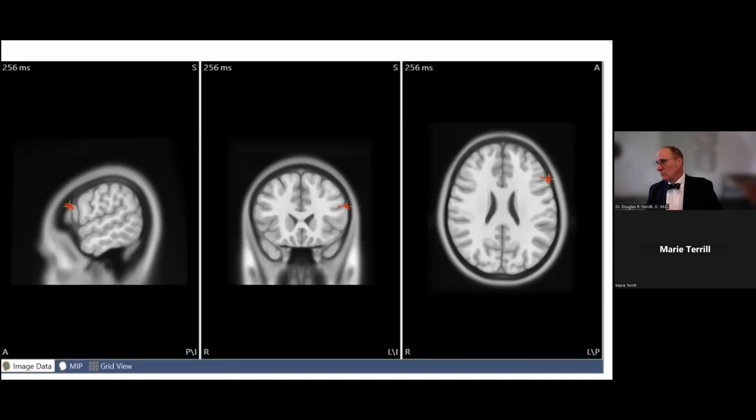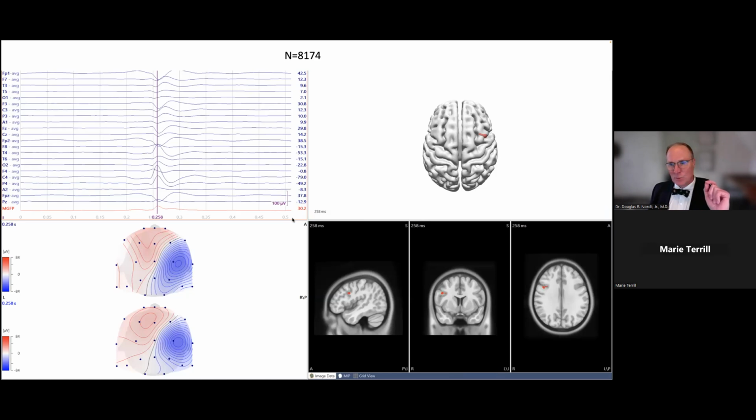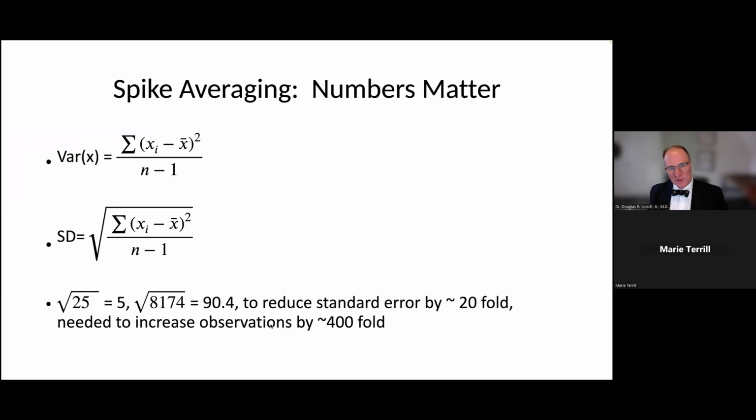If you went even more, and this is just a blow up just to show you how tight the ellipsoid is, if you use 8,174 spikes, now granted, I told you they're Rolandic spikes, so they're stereotyped. But look at this. You can't even make out the ellipsoid in this particular example. And here's the actual recording, and here's the model that is going to be used for source localization. So the numbers matter. If you want to reduce your standard error by 20-fold, you need to increase your observations by about 400-fold.